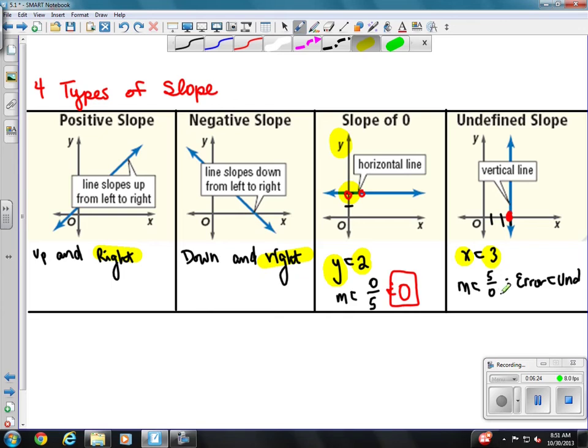and that's going to give us an error, especially if you put it in your calculator, 5 divided by 0, because 0 cannot go into 5. Anytime 0 is on the bottom, it's going to give you an error. That means it's an undefined slope.